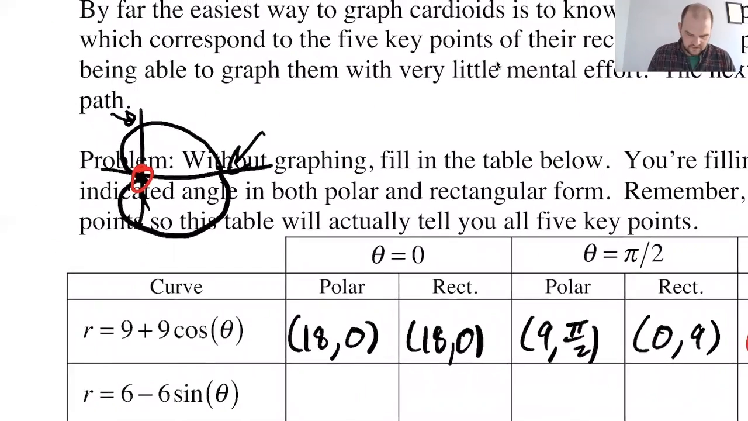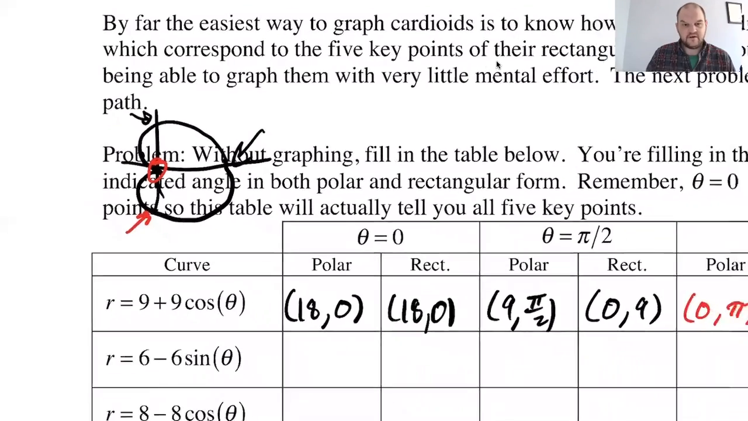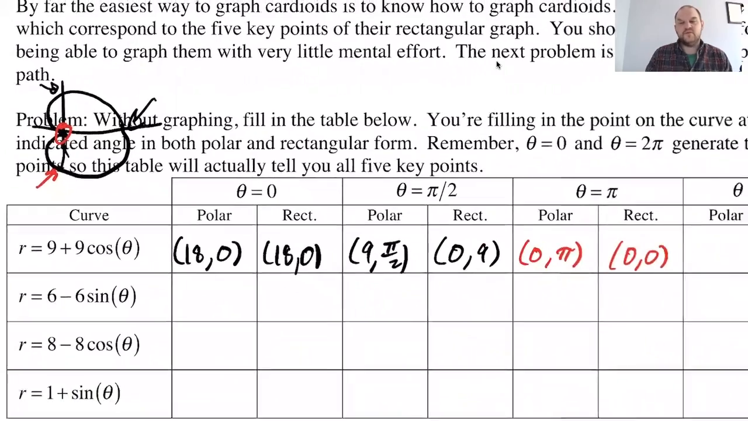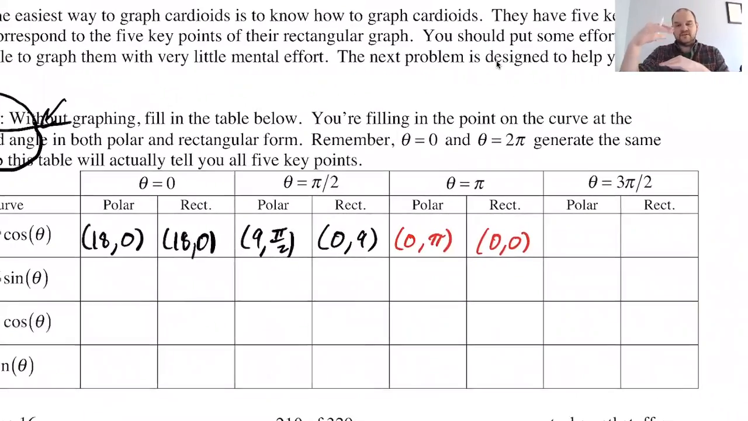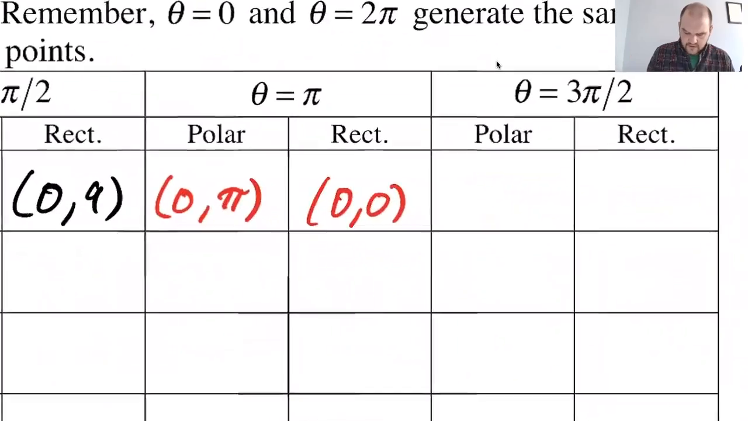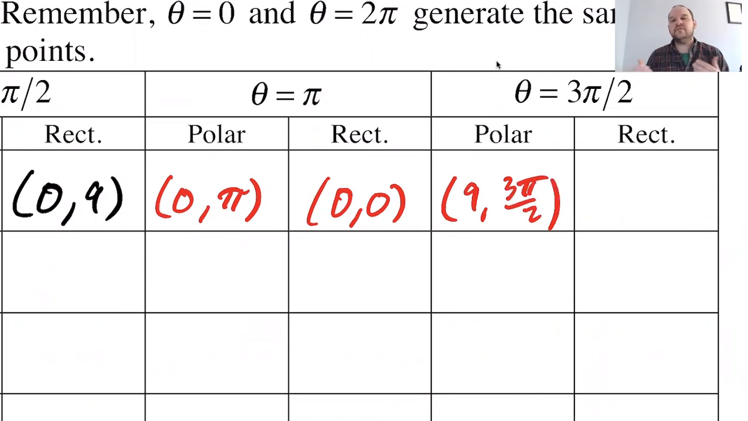All right, so 3 pi over 2, we're going to be there. Had a lot of trouble drawing that arrow. At 3 pi over 2, we are 9 units away from the origin, so that's 9 comma 3 pi over 2. But in rectangular, you're 9 units below the axis, which means you're at -9. So x is 0 because you're on the y-axis, and -9. So that's how you can fill this in.